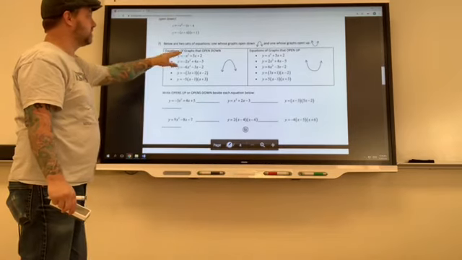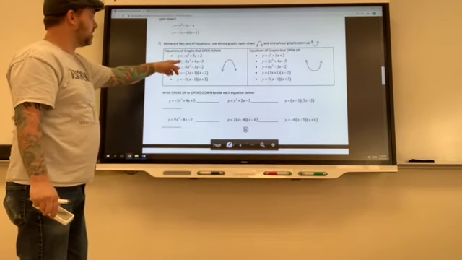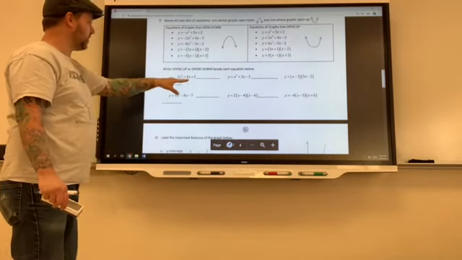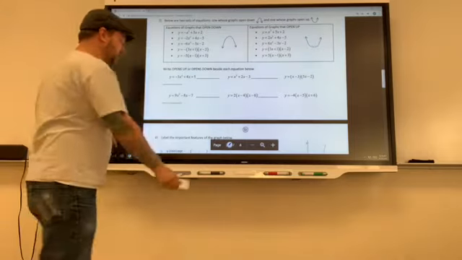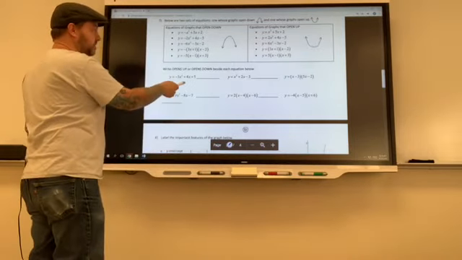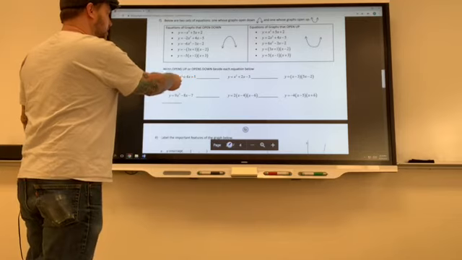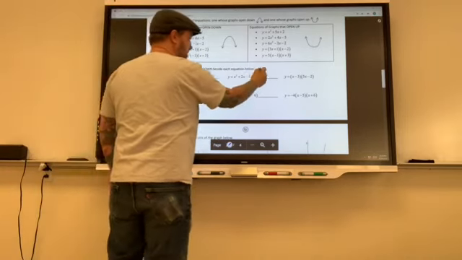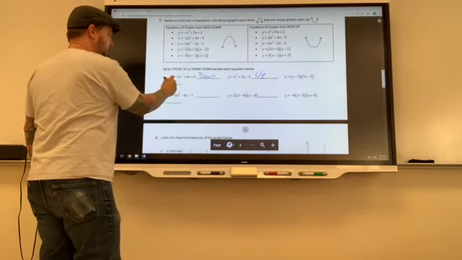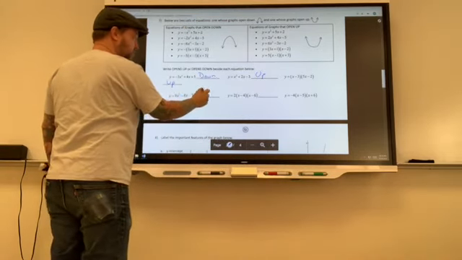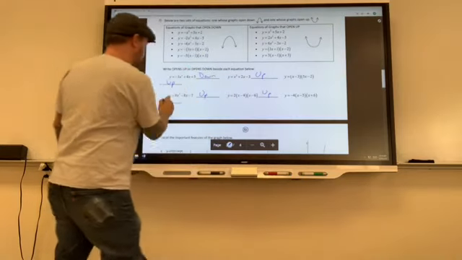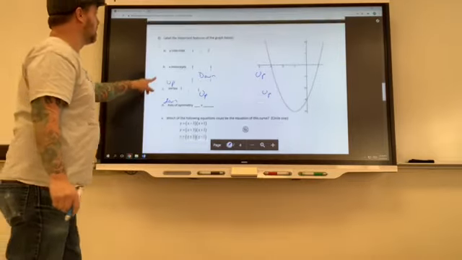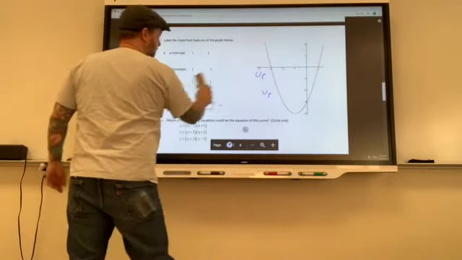So here we go. Opens down, negative; opens up, positive. So up or down, you should be able to figure that out, right? So down, up, up, up, up, and down. Cool. All right.